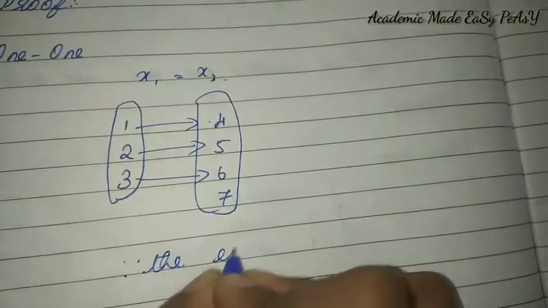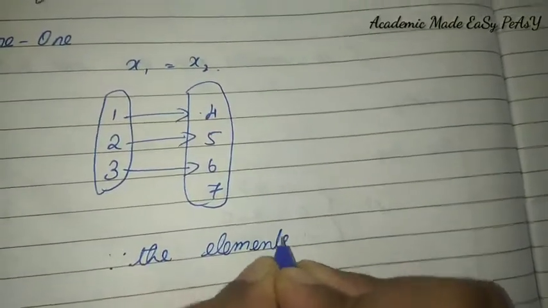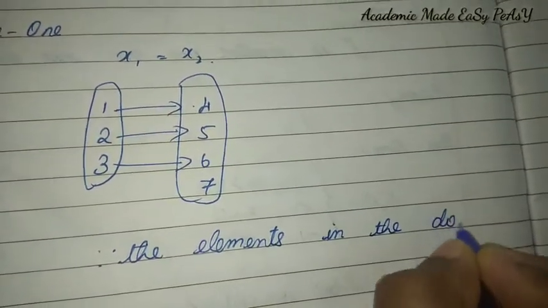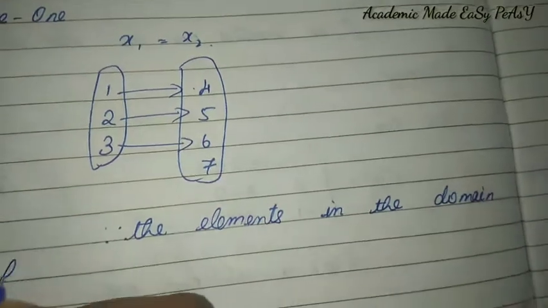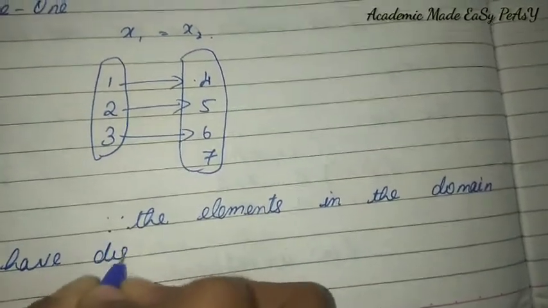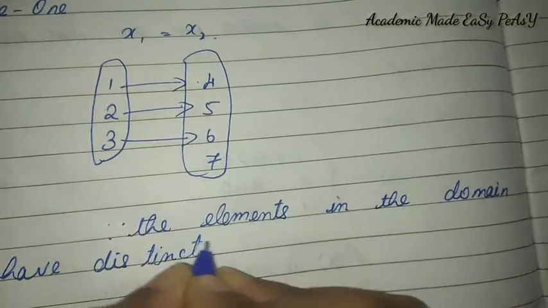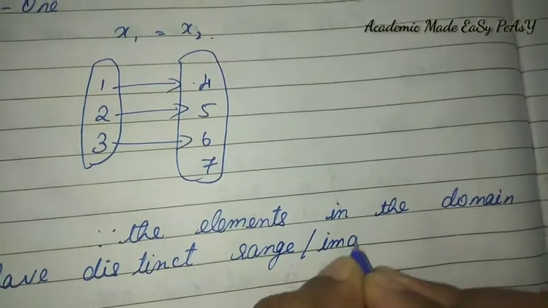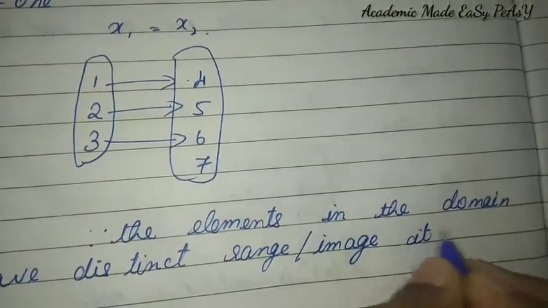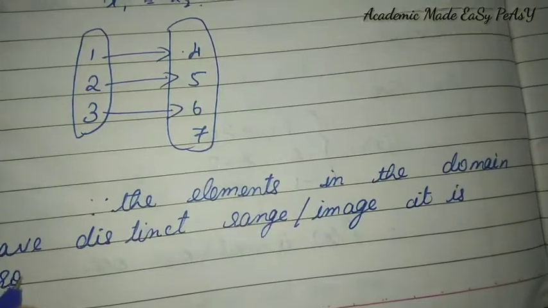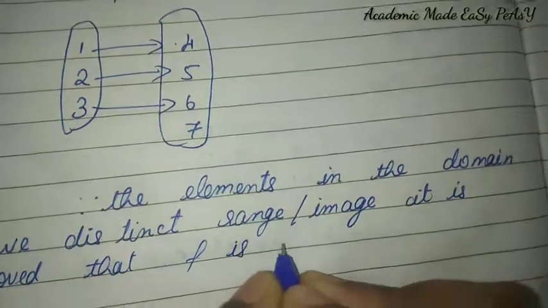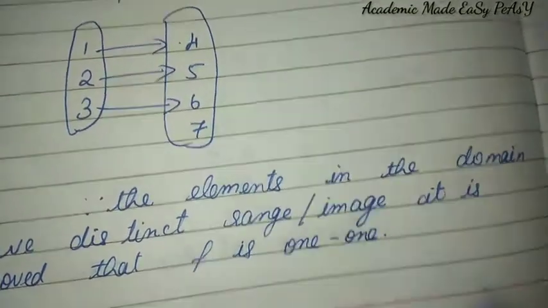Now since the elements in the domain have distinct range or image, it is proved that f is 1 to 1. That's all.